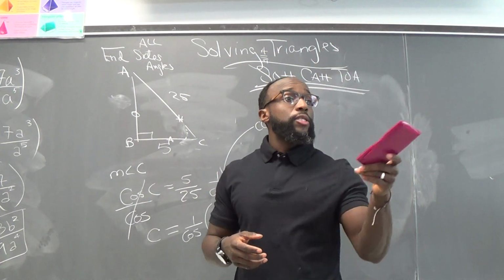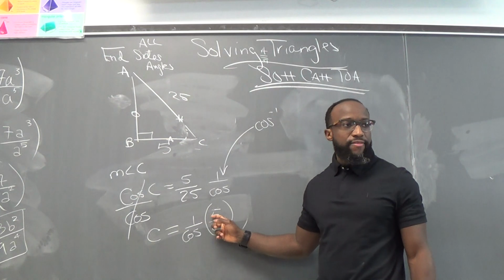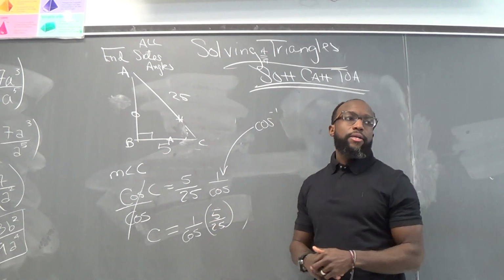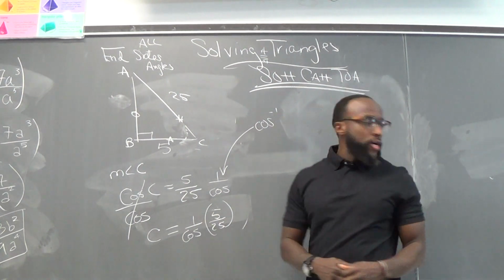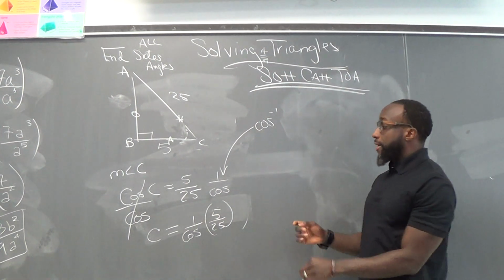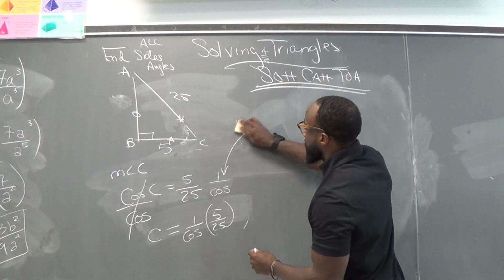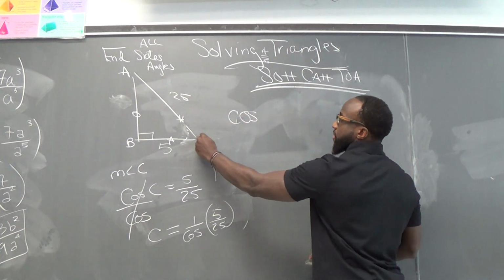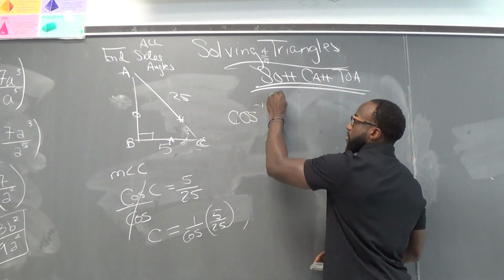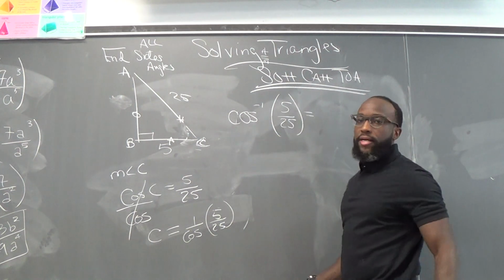Because of yours, what you would do is put in 1/5 or 5 over 25 first, and then you will hit inverse cosine. Okay? So let us work it out. For this particular problem, to solve for the measure of angle C, we'll have the inverse cosine of 5 over 25, which is the same as 1/5. What do you get in your calculator?